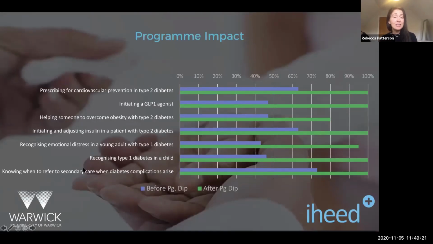I'll look at this slide here, which is essentially the confidence levels of the clinicians on our program before and after the postgraduate diploma. You can see the before is in the purple and the green is the after. You'll see everything from prescribing CVD prevention in type 2 diabetes, initiating GLP-1 agonists, recognizing emotional distress in the young adult with type 1 diabetes. The difference in the before and after is very, very pronounced. It's all about confidence in a clinical setting.